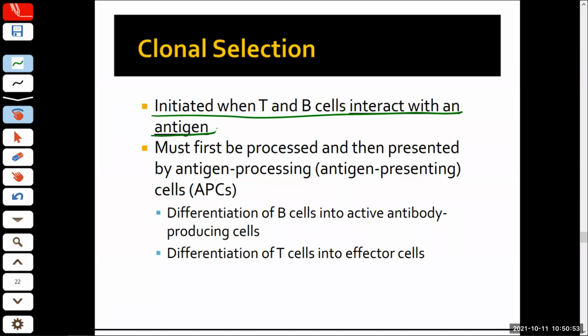Now, who is carrying that face? APCs, i.e. antigen presenting cells. Think back earlier in lecture, who's walking around carrying a face? Dendritic cells. So dendritic cells are an APC. Who else is walking around with some body parts? Macrophages.